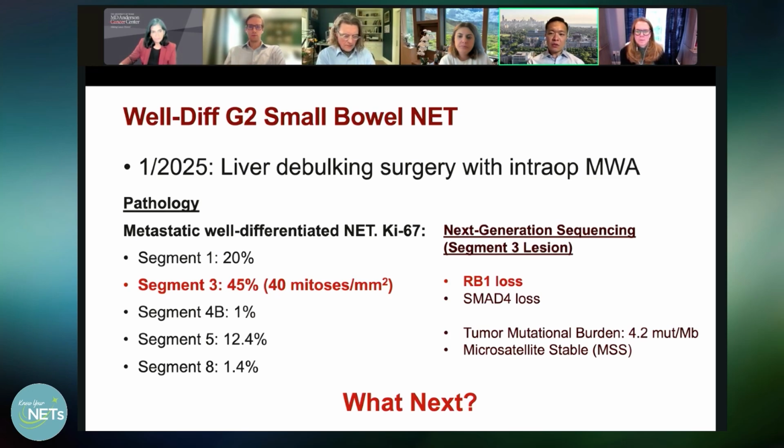So like several of you were already alluding to, there seems to be this grade creep phenomenon going on. So Dr. East, how often do we see this in small bowel neuroendocrine tumor, and why do you think that causes this?